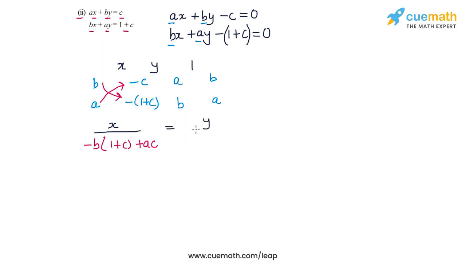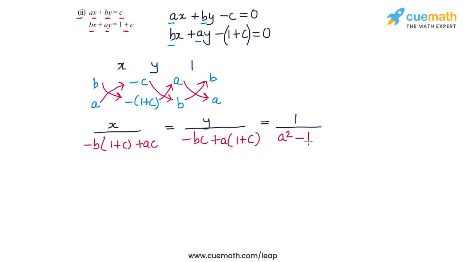Then under y we will get minus c times b, so minus bc, and then minus 1 plus c times a, so plus a times 1 plus c. And then under 1 we will get a times a, so that's a square, minus b times b, so that's minus b square. Okay, this is what we get.